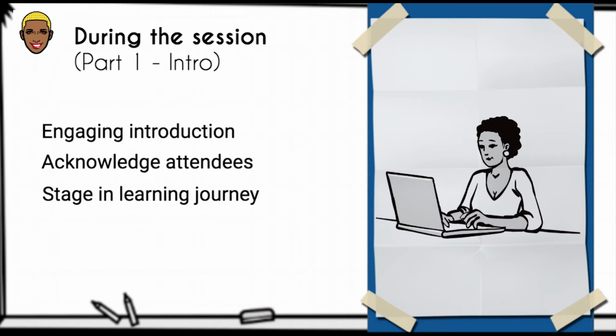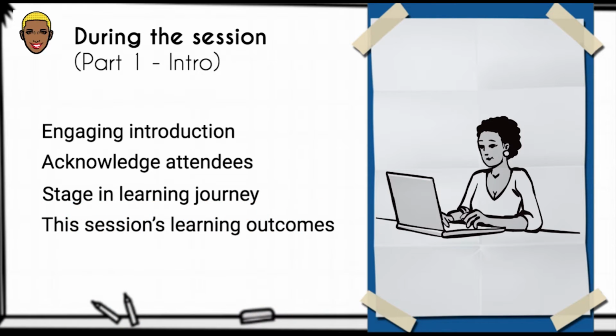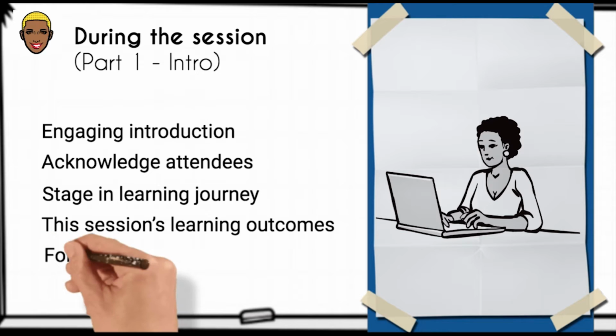So once you have enough attendees in the room, you can begin to talk about the stage that they're at in the learning journey. For example, if this is session 3 out of 5, you can mention that. Or if it's a standalone module, you can explain to them what role this plays in their personal learning journey.